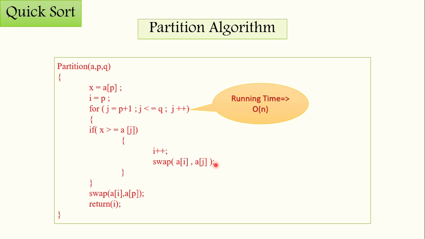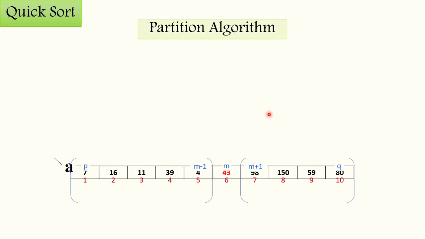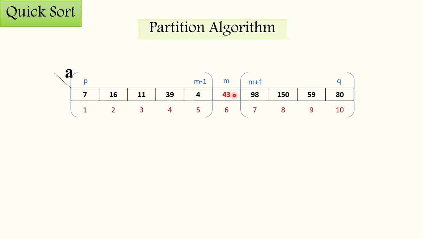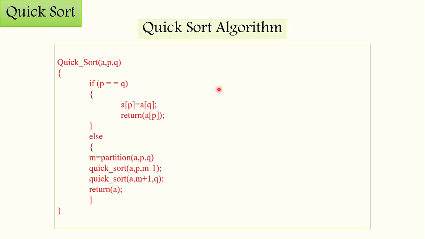Okay, it's completed. So what is the complexity of the partition algorithm? The complexity of the partition algorithm will be big O of n time, because it scans one time. Here n is the size of the array. So for this problem, this is the pivot element, and this is the correct position of the pivot element. So let us discuss the quicksort algorithm.